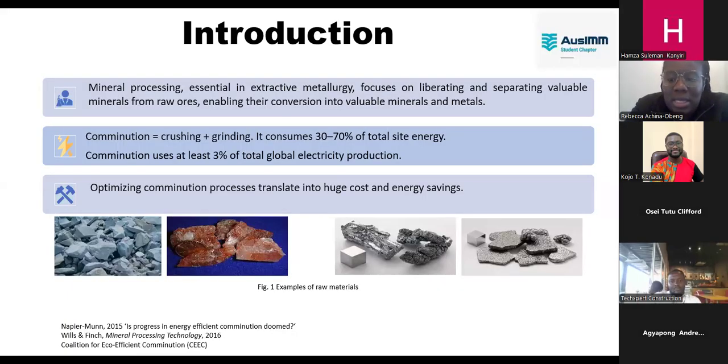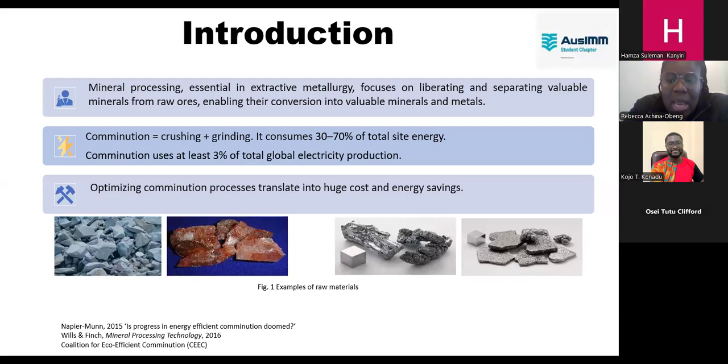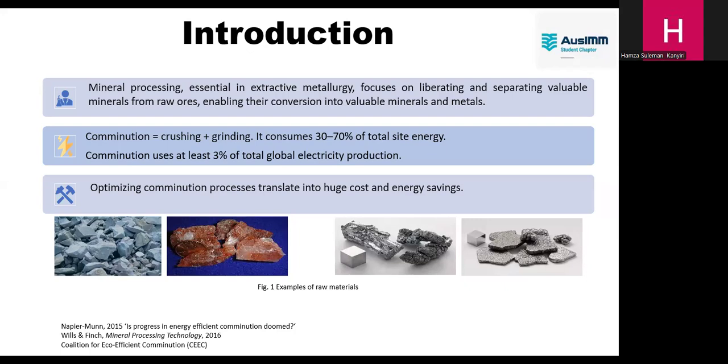Comminution contributes about 30 to 70% of total site energy, and only a small portion of input energy is actually used to produce new surface area, while the rest is lost or dissipated as heat, noise, vibration, overcoming friction, and what have you. So with this in mind, even the slightest improvements in comminution efficiency translate into huge cost and energy savings because of the massive scale of energy use.